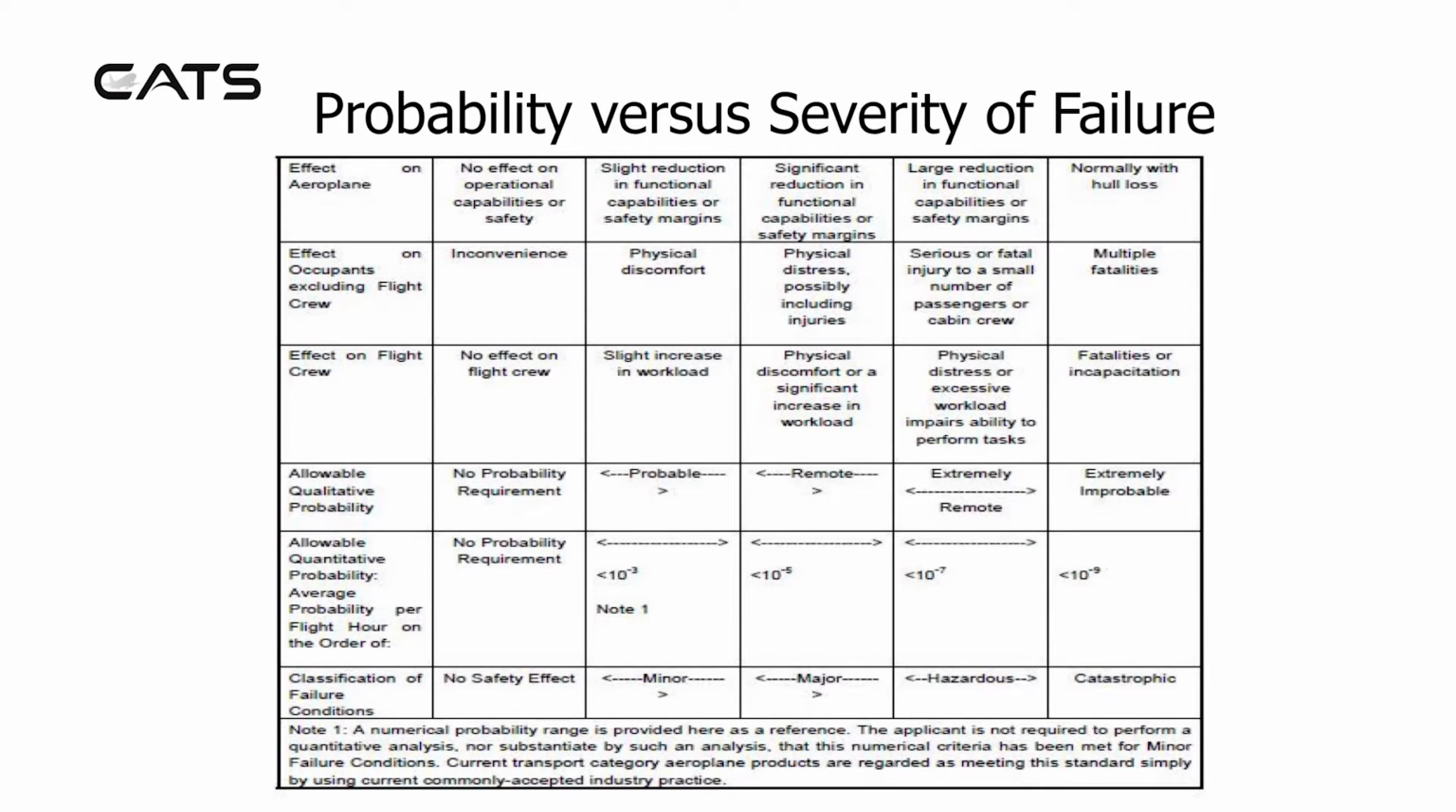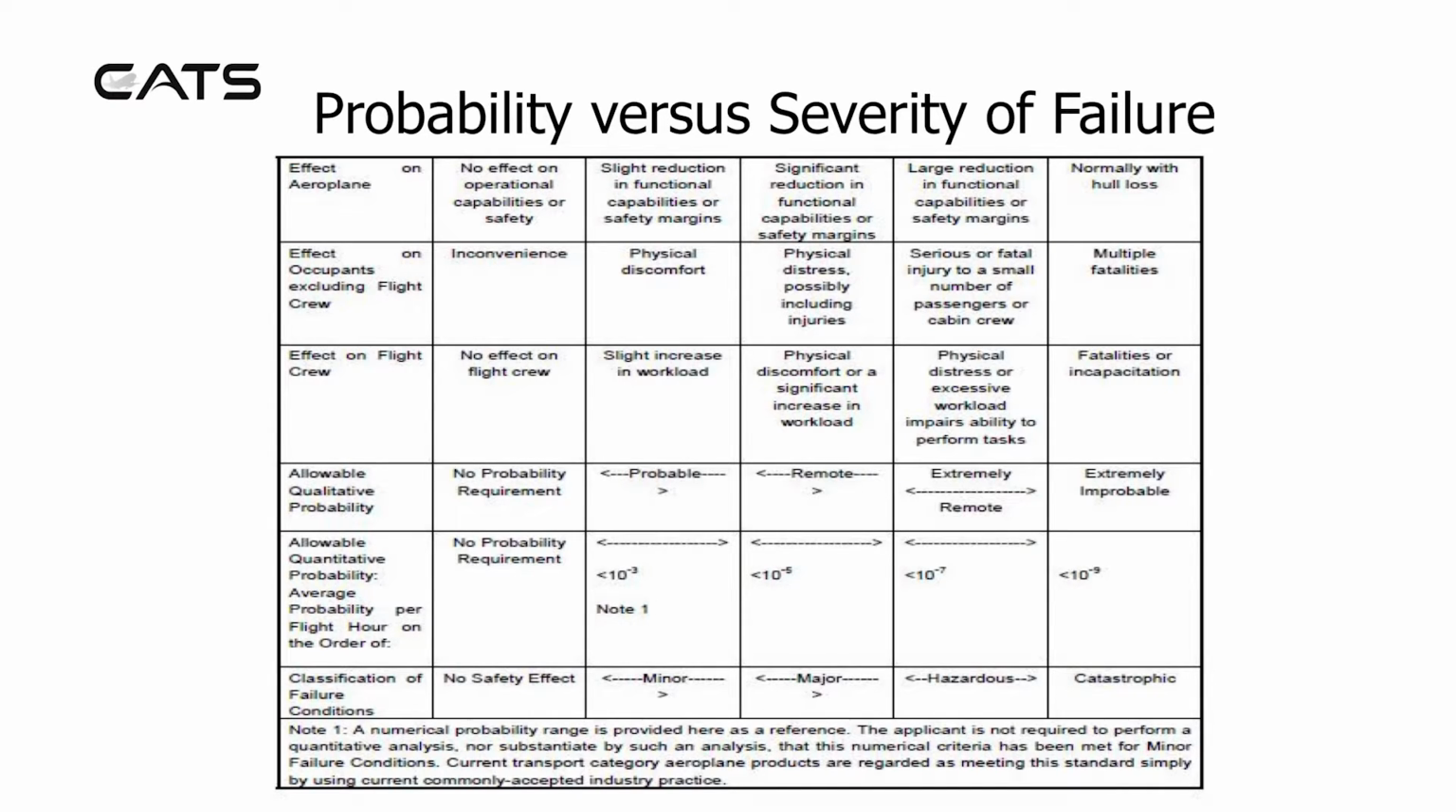For major, the allowable quantitative probability is less than 10 to the minus 5, with a qualitative probability of remote. The effect on flight crew is physical discomfort or a significant increase in workload. The effect on occupants is physical distress, possibly including injuries. The effect on the aeroplane is a significant reduction in functional capabilities or safety margins.